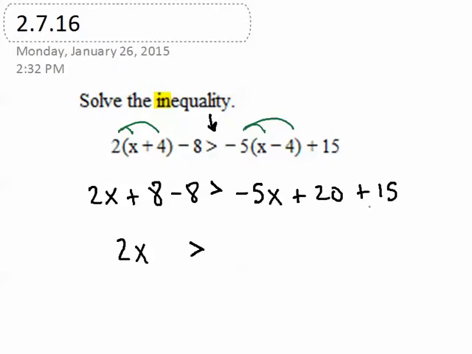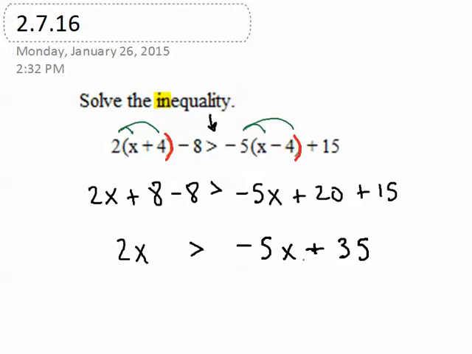A common mistake that may be made here is that people distribute all the way through as if that negative 8 should be part of the group, or all the way through as if that 15 should be part of the group. But pay close attention that these are closed off with parentheses. So you shouldn't distribute all the way through, just the first two terms there. Now, because we can combine the 20 and the 15, I'm going to get negative 5x plus 35 on the right side of the inequality.